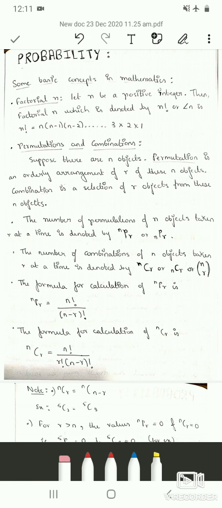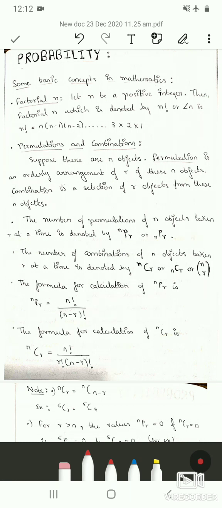The next important concept is permutations and combinations. Suppose there are n objects. Permutation is an orderly arrangement of r of these n objects, whereas combination is a selection of r objects from these n objects. So in permutation we are always focusing on the order of the arrangement, whereas in combination we are just focusing on the selection of a few objects from the given set of objects.